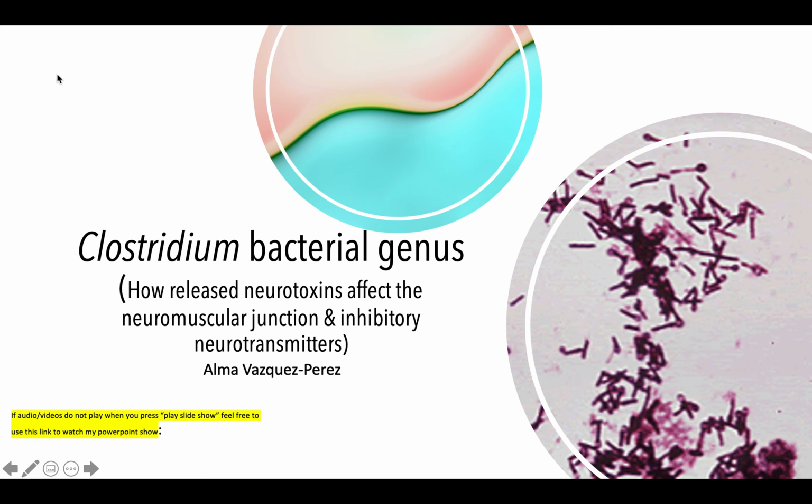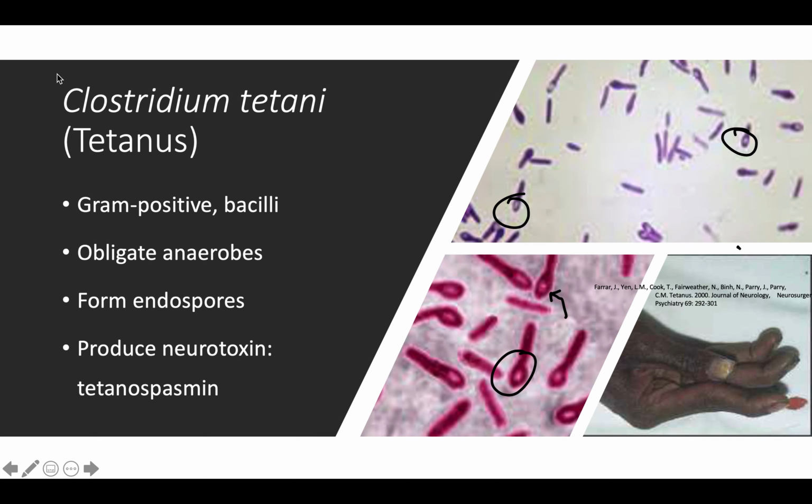about how neurotoxins released by the Clostridium bacterial genus affect neuromuscular junctions and the inhibitory neurotransmitters. I'm going to be talking about two main Clostridium bacterial species, which are Clostridium tetani, which causes tetanus, and Clostridium botulinum, which causes botulism. The focus of my presentation really is to highlight the neurotoxins that are released and how these toxins affect our cellular pathways to act abnormally.